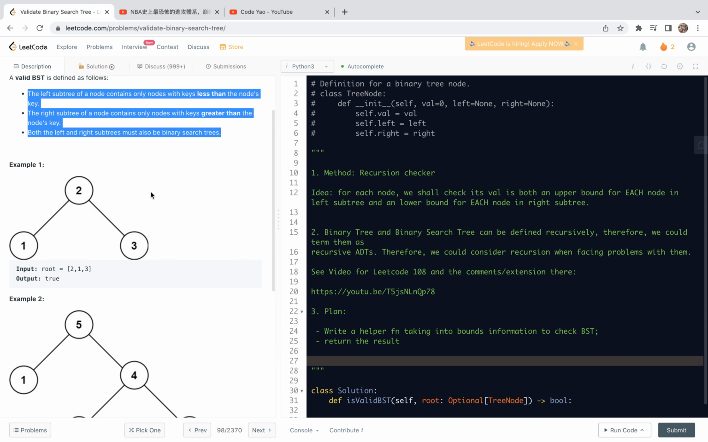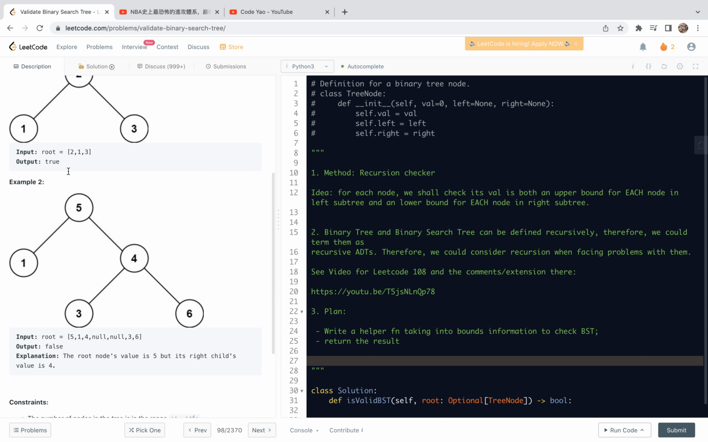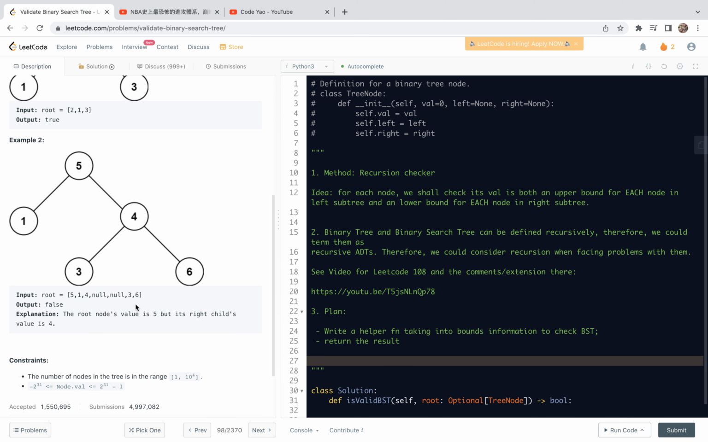With that said, let's look at the examples. Example 1 is a BST, and example 2 is not. The reason is, for example, here 3 is less than 5, but 3 is in the right subtree of 5, right?